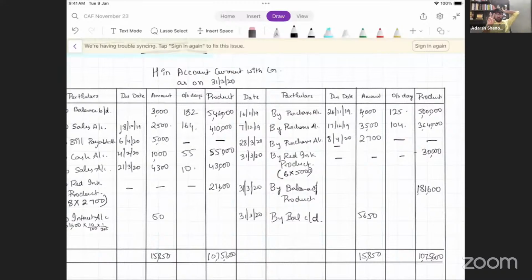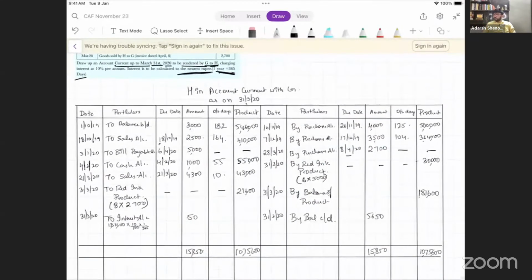Here there were two transactions like that. One was on 6/4 and the other one was on 8/4. So the 6/4 was on the debit side, so I wrote the product on the credit side for that 6/4 due date transaction. And there was one more on the credit side, 8/4 due date. I wrote the product on the debit side. That's all I did. All of the steps are normal.